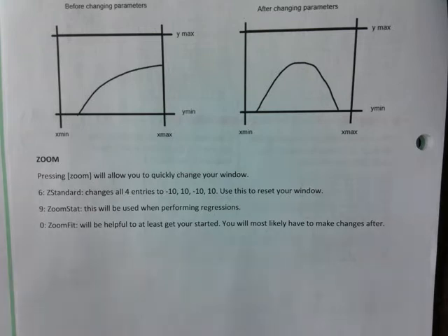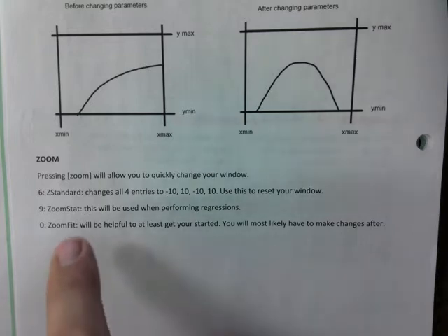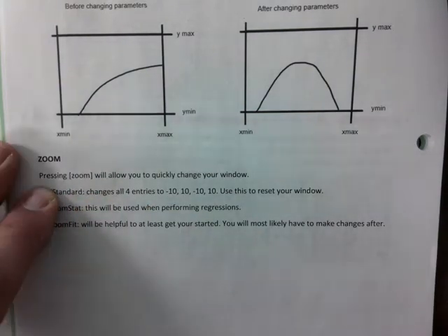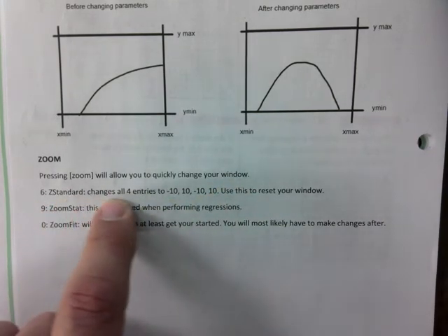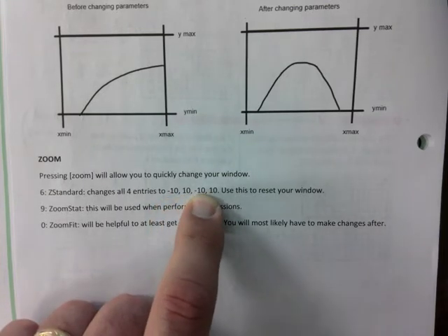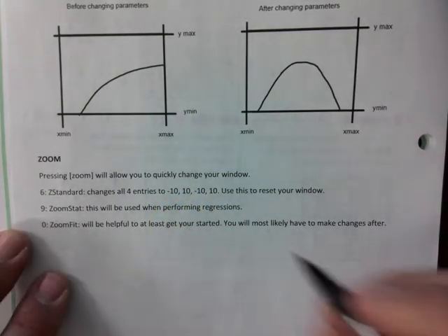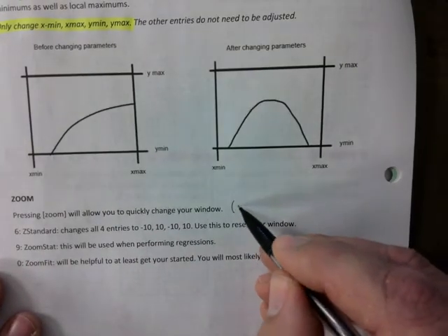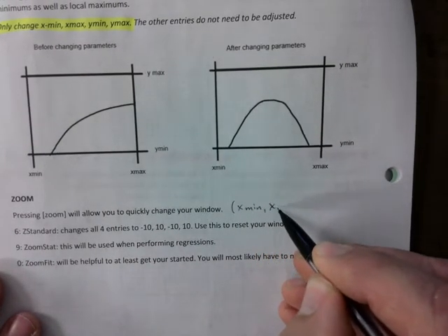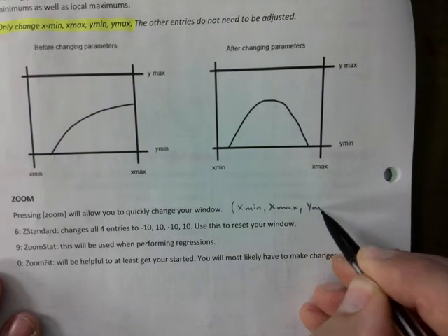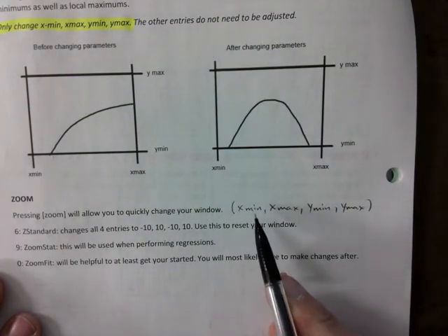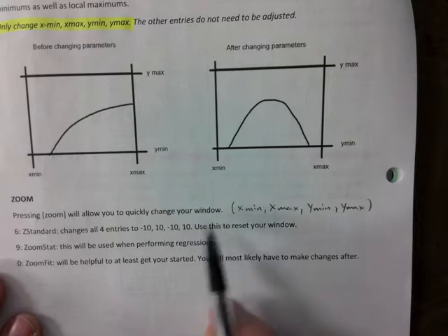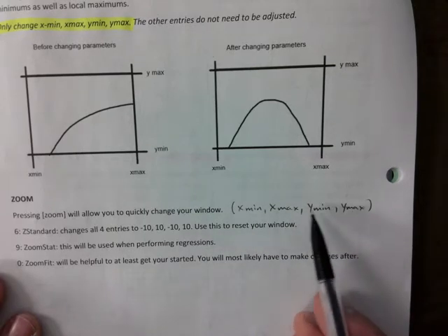Zoom. I use Zoom, but not as much, but maybe I'm kind of being flexible and I want to introduce that to you. Pressing Zoom allows you to quickly change your window. So Zoom standard, that's one of the options, changes all 4 entries to -10, 10, -10, 10. And you're like, what is that, right? I mean this. The first number is x-min, the second number is x-max. Y-min, y-max. So if I ever ask you for your window entry, if you see 4 numbers consecutive like that, it's basically just telling you what these values are.